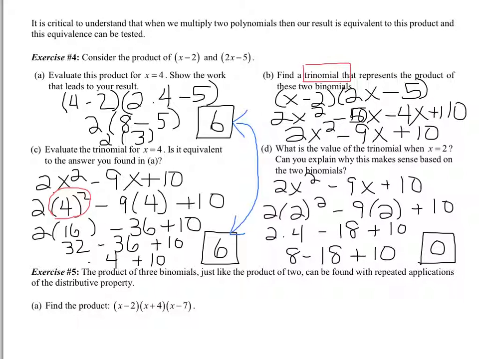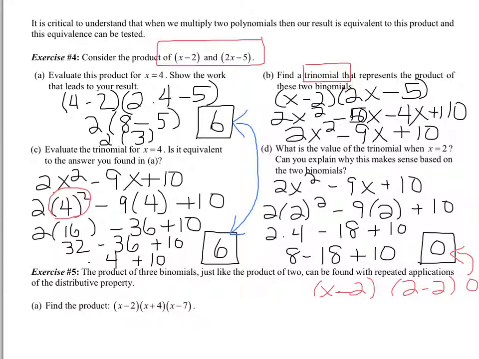If I go back to the original problem and I go back up here, as soon as I plug 2 in to the factor x minus 2, that becomes 2 minus 2, which we know is 0, and anything times 0 is going to give us an answer of 0.